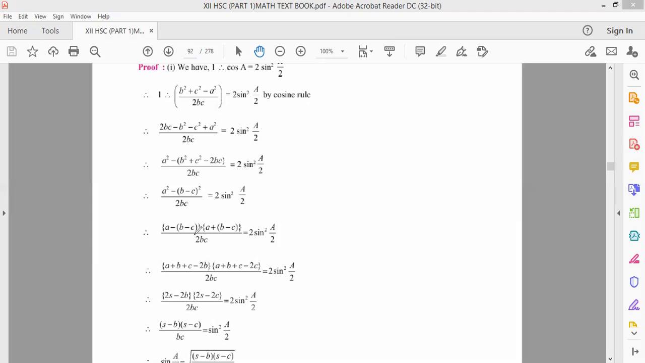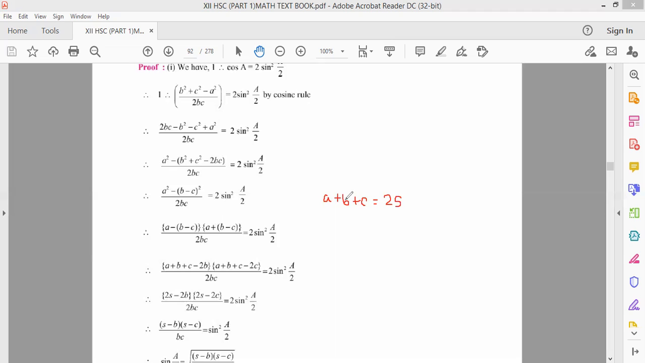Next, all the formulae which are to be derived need the presence of S. S is nothing but semi-perimeter. So semi-perimeter is A plus B plus C upon 2 equals S, or A plus B plus C is equal to 2S. We can consider it this way also. So what is done over here is, in this first bracket, what we're getting is A minus B plus C. So A plus C is present.